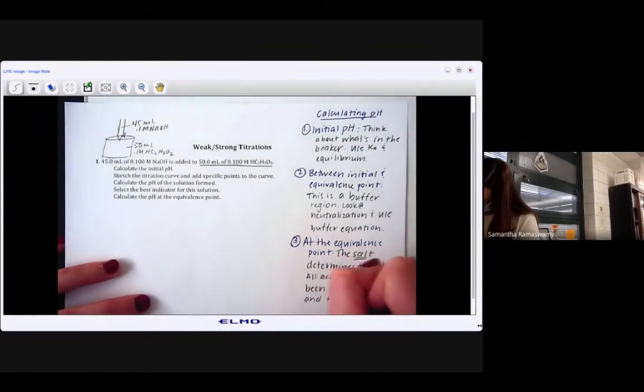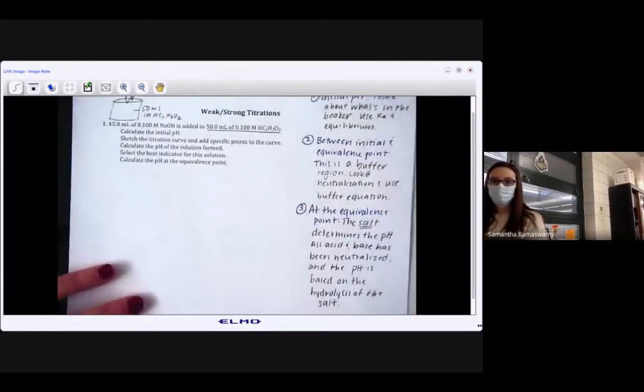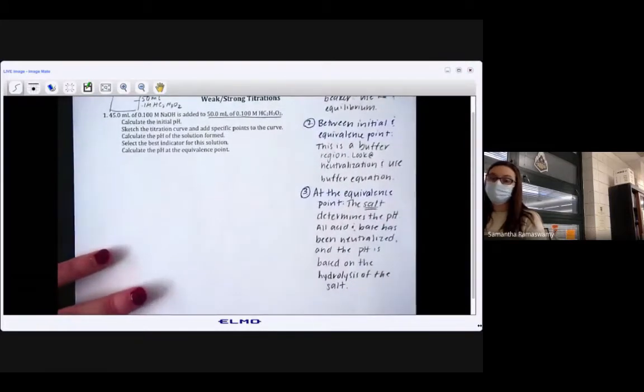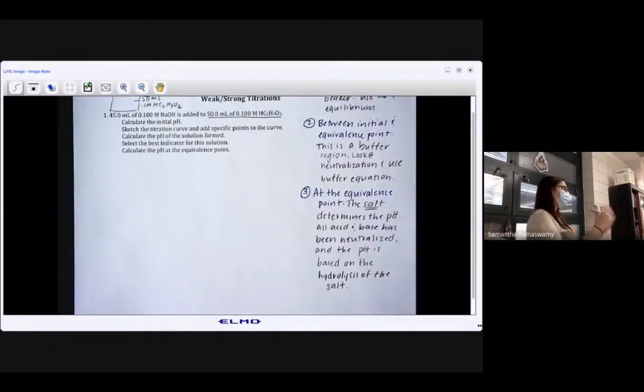And the pH is based on the hydrolysis of the salt. So if the salt is neutral, then there's no hydrolysis, right? The pH is 7. There's no calculation needed. But in the weak strong titration, the pH is not 7. So we look at what is happening, what part of the salt is affecting the pH. And it's going to be a weak base or a weak acid, and so it exists at equilibrium.